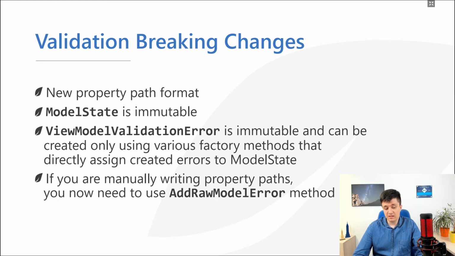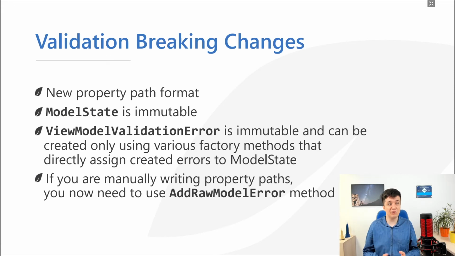And lastly, we introduced a new method called AddRawModelError, which can be used if you want to add new validation errors based on a handwritten property path. And this method is only accepting the new format, the new nice readable format, not that old, quite cumbersome Knockout expressions. So yeah, if you were using manually handwritten paths, you just need to use this different overload. But yeah, I mean, that's basically all.